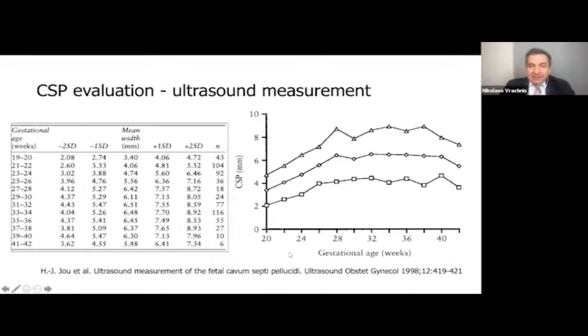There are charts for measuring the CSP, and you see how it changes, not very much in millimeters, during the late second and third trimester. But in most cases, as you are aware, we visualize the CSP, and if we are happy with the size in our routine anomaly scan, we don't go for a measurement.